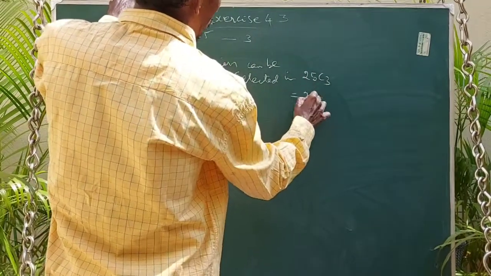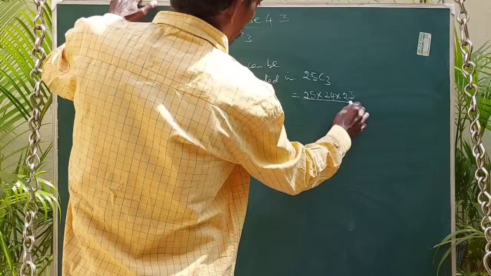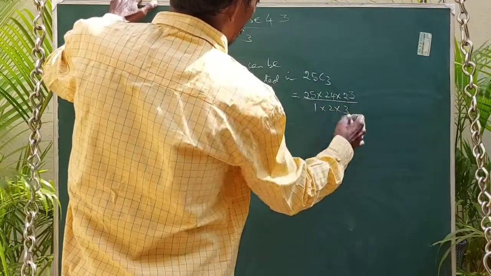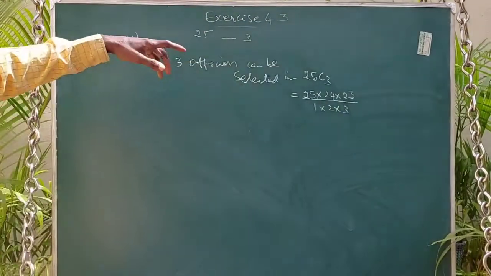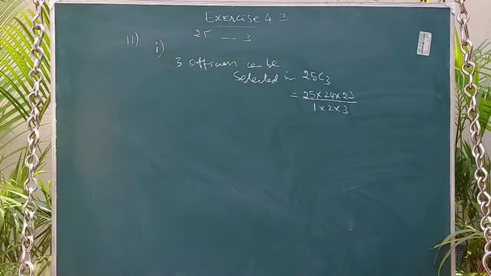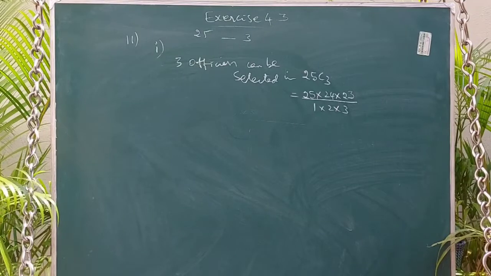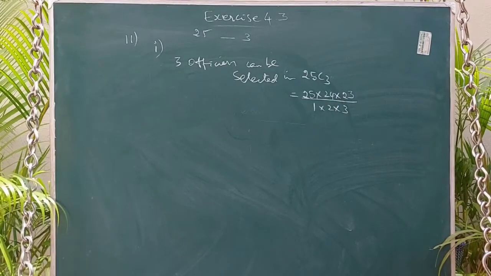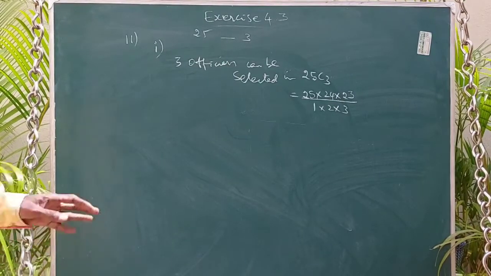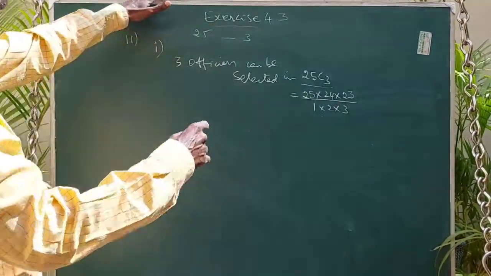Which is equal to 25 into 24 into 23 by 1 into 2 into 3. What we have to write? 2 into 3 we can cancel and simplify, otherwise leave it, that is the answer. If we simplify, multiply and find out. In your book it is written just 25C3, the simplification is not given. If you want, you can find it out.